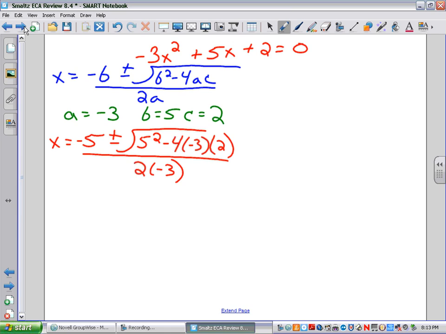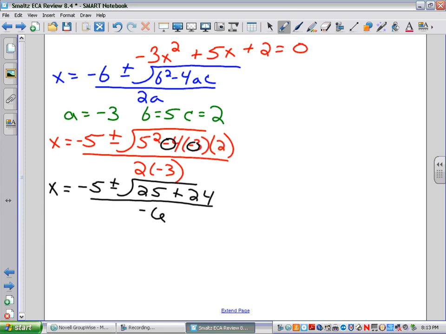Let's now start cleaning things up. So X would equal negative 5 plus or minus the square root. And that would go, what, 5 squared is 25. My sign, because there's 2 negatives, would be a plus. 4 times 3, that's 12. Times 2 is 24. All over 2 times negative 3, that's negative 6.